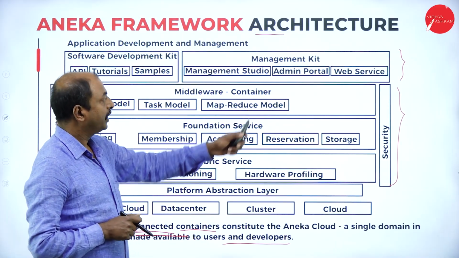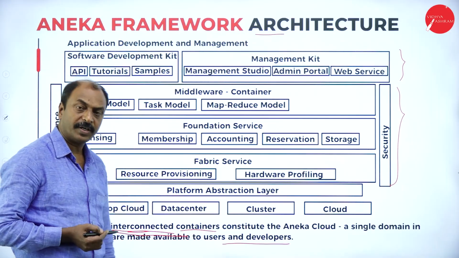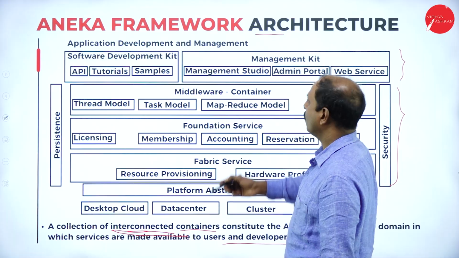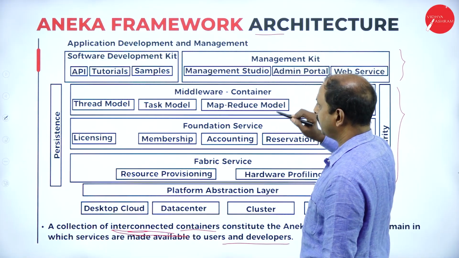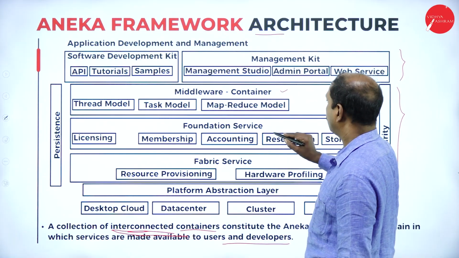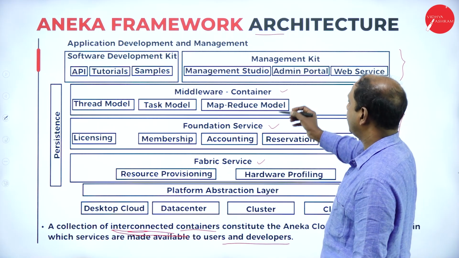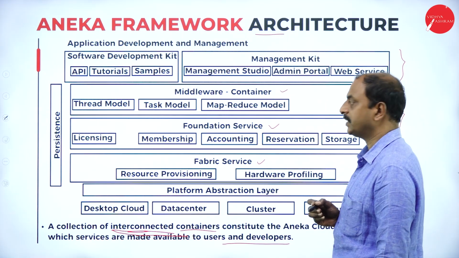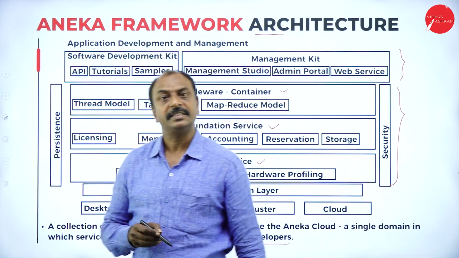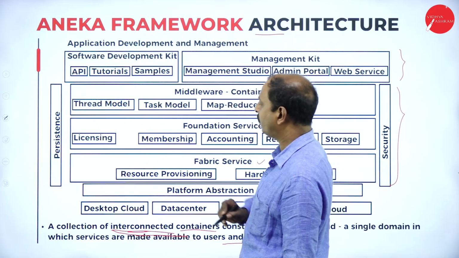Next, we have middleware. So this is your Aneka framework. The middleware is referred to as the Aneka framework. In this, there are different components. These are called containers. So we have the container, foundation services, and fabric services, and application services. So here there are three services present inside the Aneka framework. This is referred to as the Aneka framework.